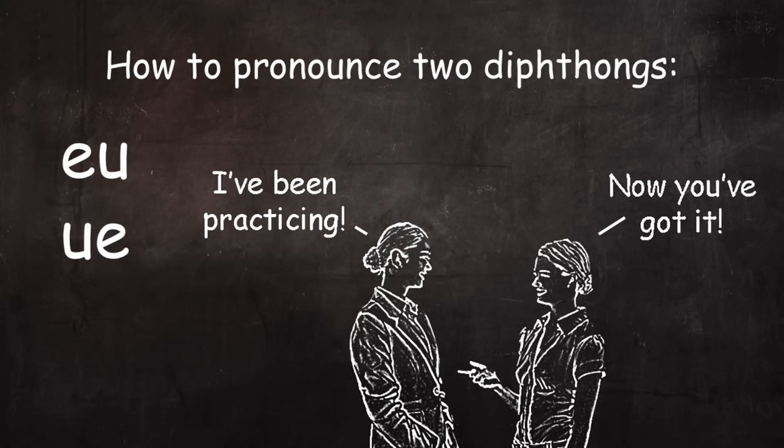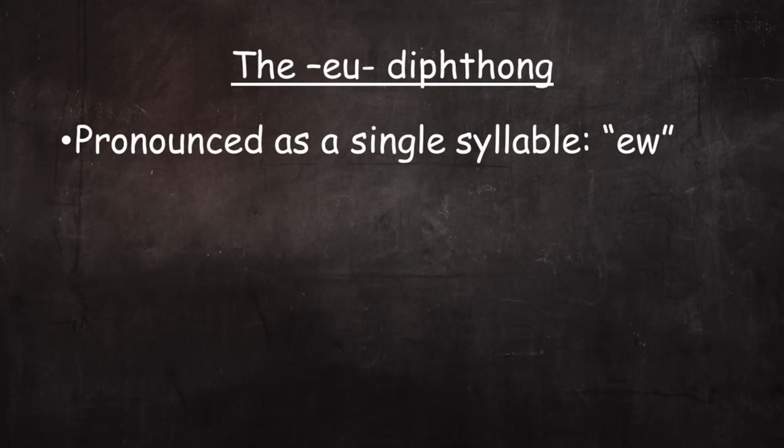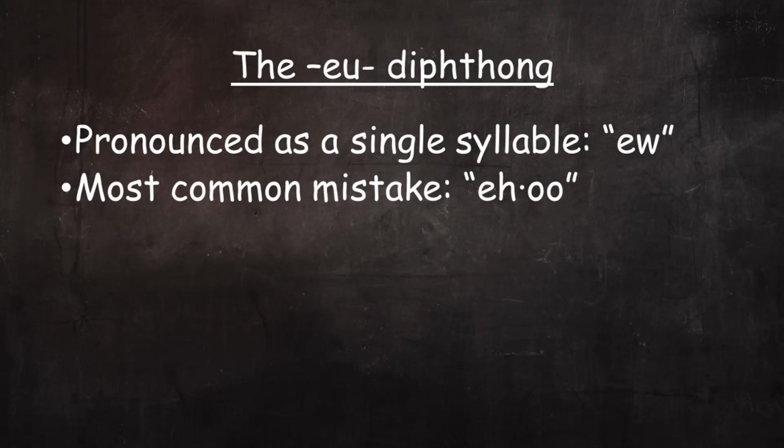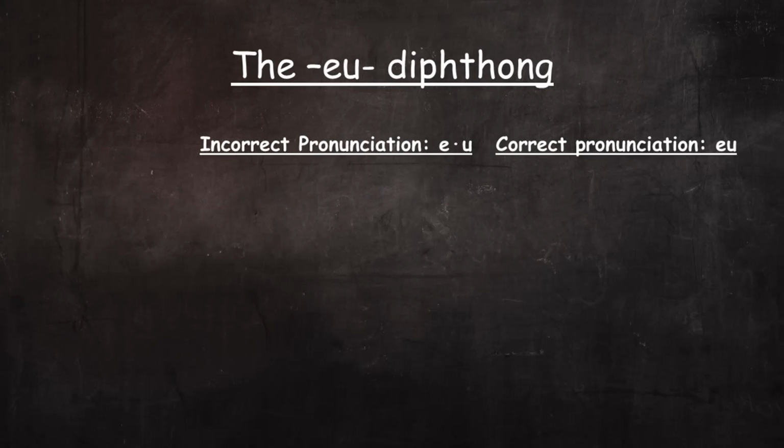Let's get started. The EU diphthong is pronounced as the single syllable eu. While it seems this sound combination shouldn't be too difficult for English speakers to produce, I don't believe this exact diphthong exists in English, and consequently it takes some attention and effort for us to consistently get it right in Spanish. By far the most frequent mistake we make is to separate the vowel sounds into two distinct syllables, instead of pronouncing them as a single syllable, eu.